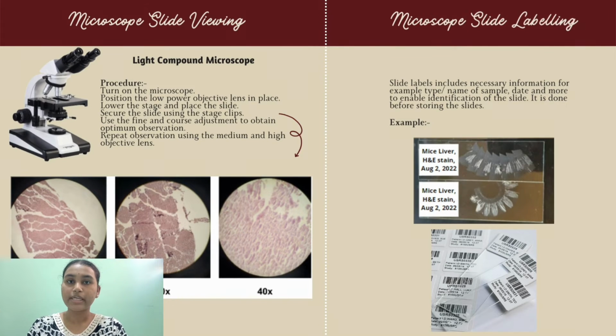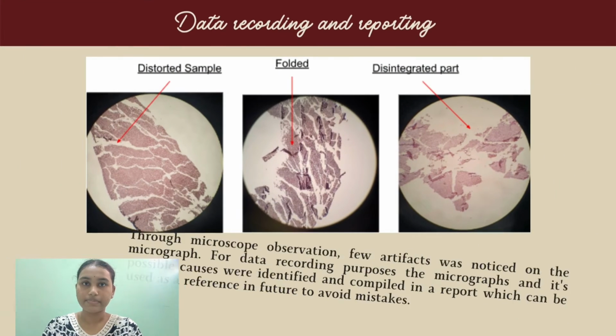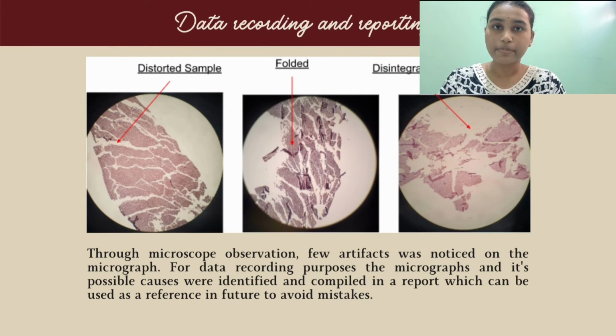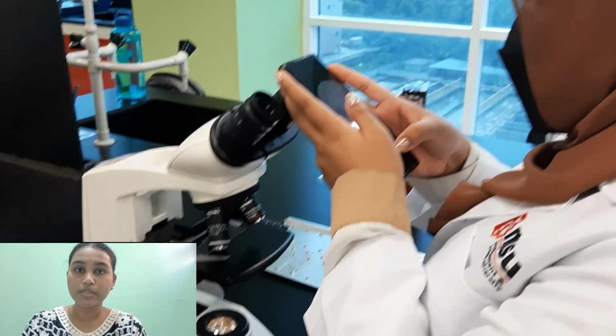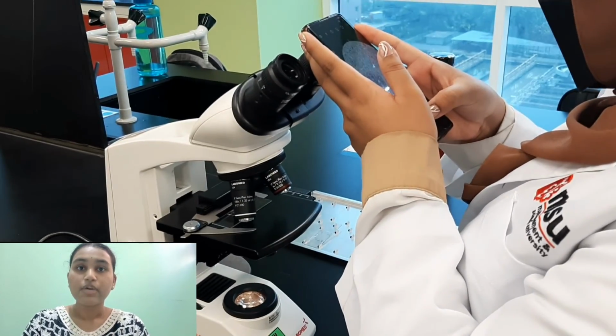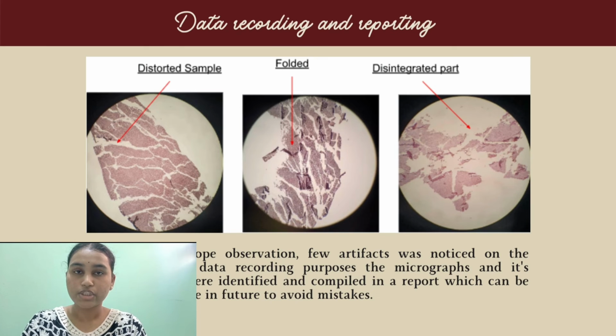Moving on to microscope slide labeling, usually after a slide is prepared, the slide will be labeled with a sticker containing necessary information like type of sample and date. This is for identification and also storage purposes. For recording of data and reporting purposes, we noticed a few artifacts on our micrograph, which we then labeled and compiled into a report including the possible causes of the artifacts, which will be a reference for us in future to avoid mistakes.